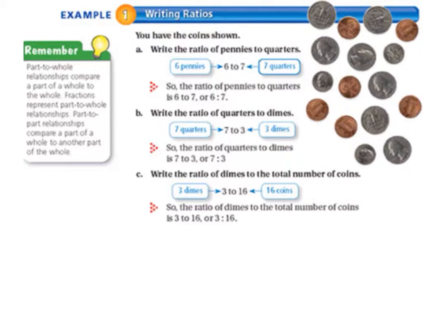It says, remember, part-to-whole relationships compare a part of a whole to the whole. So that's important stuff there. And it says, fractions represent part-to-whole relationships. Part-to-part relationships compare a part of a whole to another part of the whole.